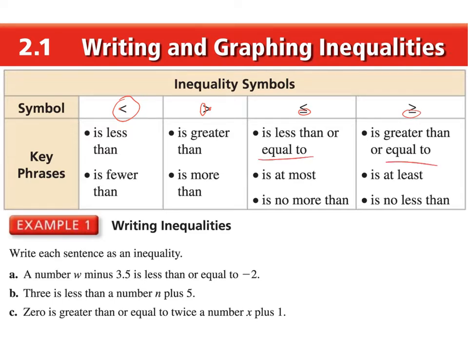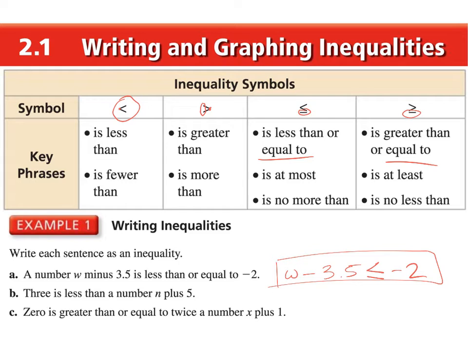All right, so for example 1, writing inequalities. Write each sentence as an inequality. A number w minus 3.5 is less than or equal to negative 2. All right, that's all there is for part A.